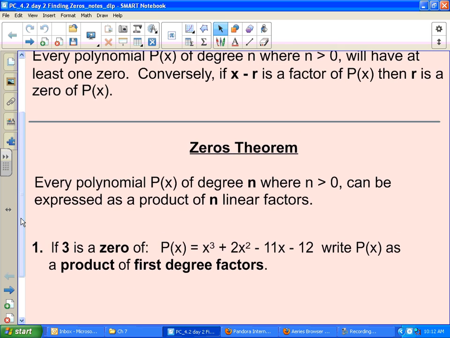All right, so we're having the discussion about the zero theorem, and that meant I can write it in factored form because that's what's easiest for me to graph. Right? Zero product property once I know my factors.